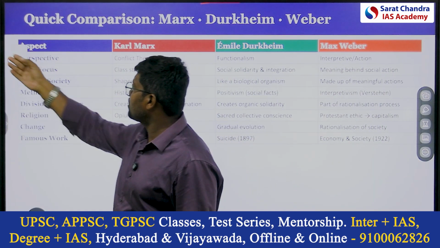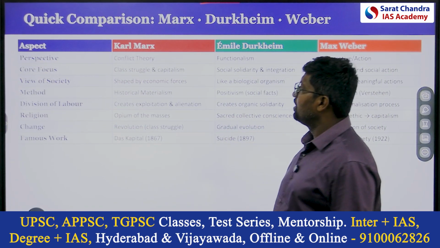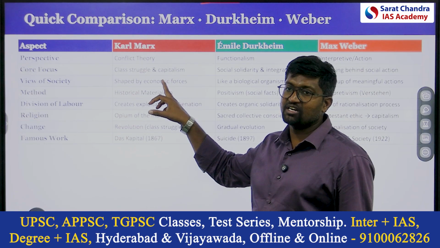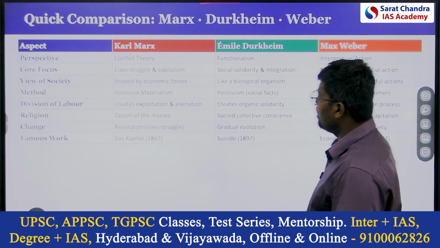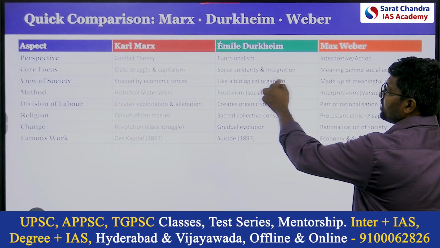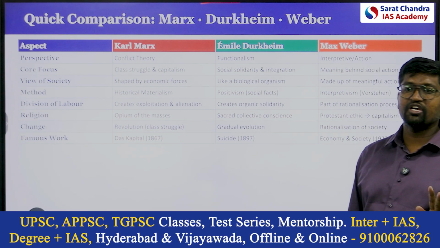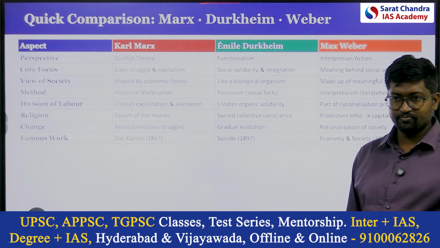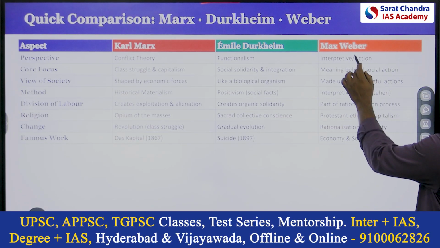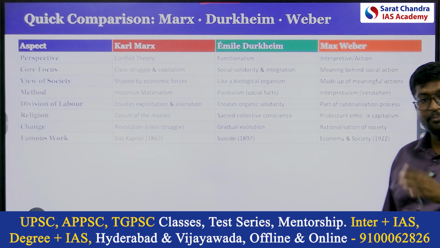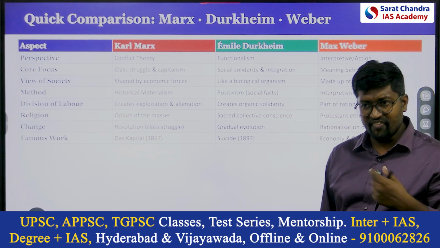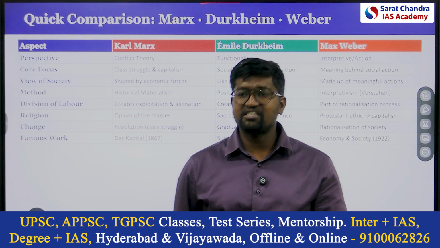Next, what is the core focus of Karl Marx? Class struggle, capitalism, oppression and exploitation. What is Durkheim's? Social solidarity and integration. He is only looking into, he wants to unify the society. Max Weber, he wants to understand the meanings behind actions. If an individual is behaving in this way, why is he behaving so?